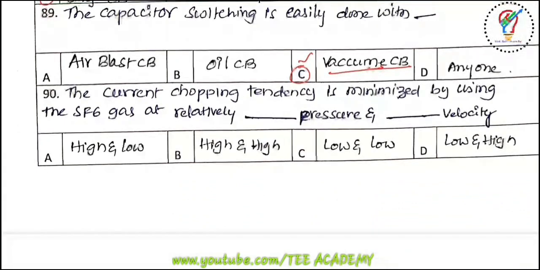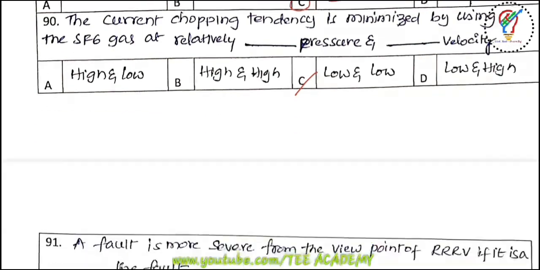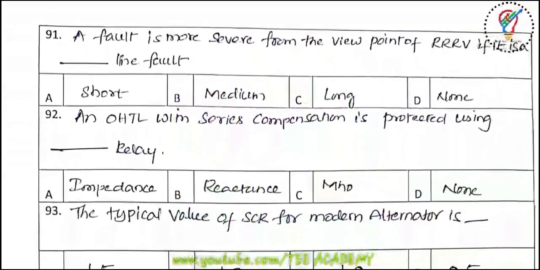Next one, the current chopping tendency is minimized by using the SF6 gas at a relatively dash pressure and dash velocity. I'll repeat the question. The current chopping tendency is minimized by using the SF6 gas at a dash pressure and dash velocity. The options are high and low, high and high, low and low, and low and high. So the correct option here is low and low, low pressure and low velocity. Okay, so check the above question.